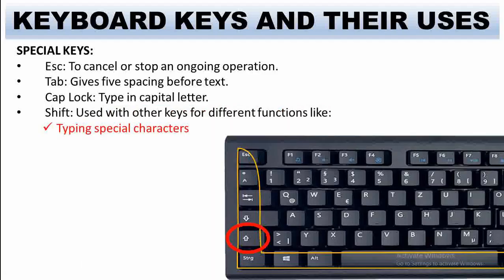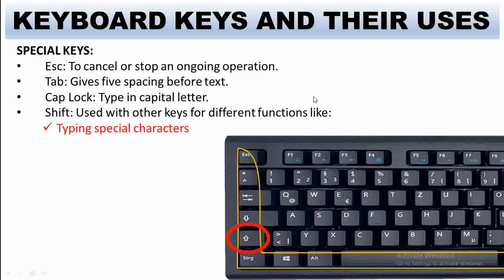The first one is that the shift key is used for typing special characters. What do we mean by special characters? If we look at this keyboard, let's look at the numeric keys. We have 1, 2, 3, 4, 5, 6, 7, 8. But if we look at the top of them, there are some other characters there, like the exclamation mark. Like this one, normally under the 2 we have the at sign.